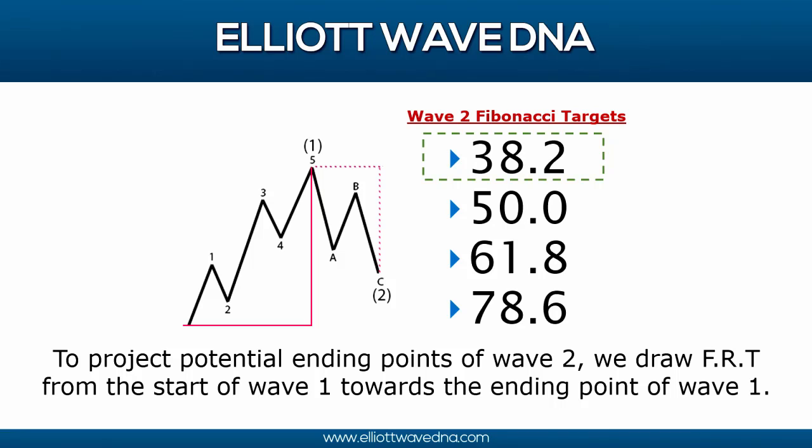The most common level to see is going to be 38.2. That is the minimum level I want to see in the wave 2. The usual targets for the wave 2 are 50 and the 618, and the lowest point I want to see the wave 2 ending would be 78.6%. Everything below 78.6 would seem a little bit too deep for my taste.